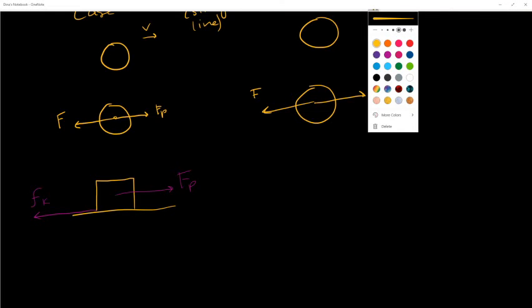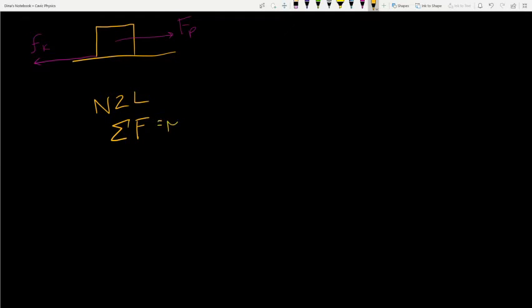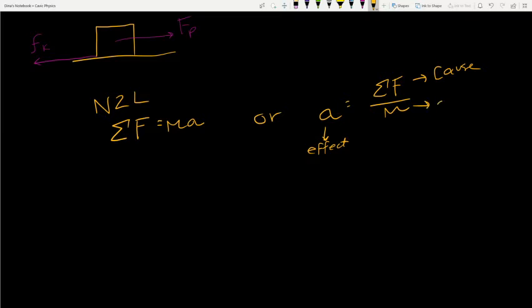Newton's second law is one of our most important in physics because it's one of those laws that's just used over and over and over. And it says the sum of all of our forces is ma. Or I really like to write it as acceleration is the sum of the forces over mass. And the reason I like to write it this way is because this is the effect, and this is the cause. Forces applied to an object that has mass cause acceleration.